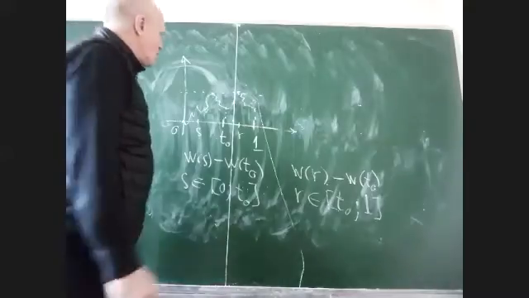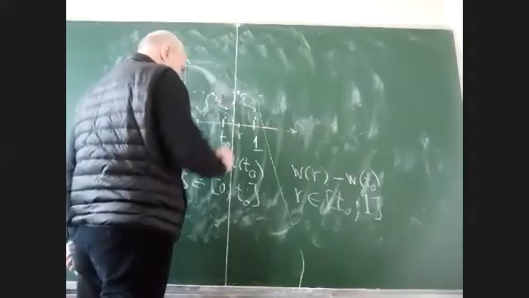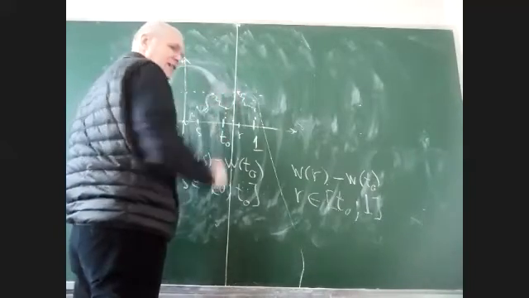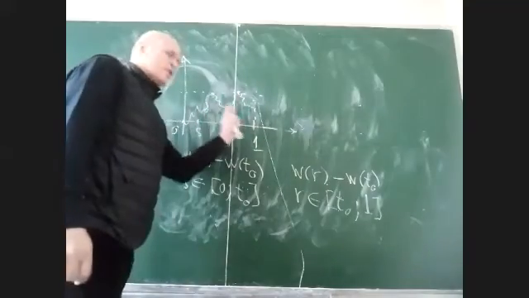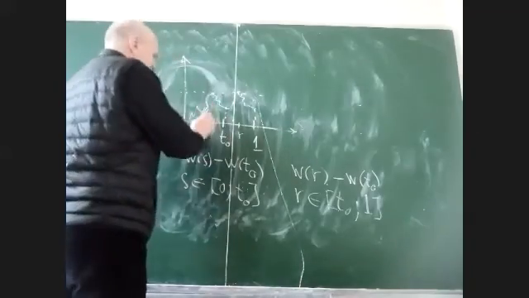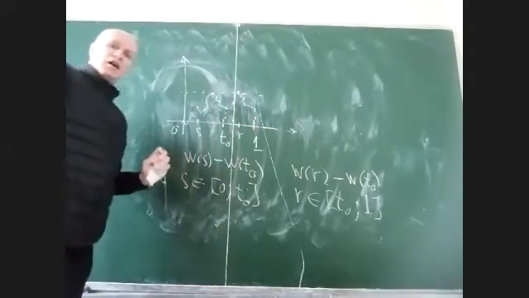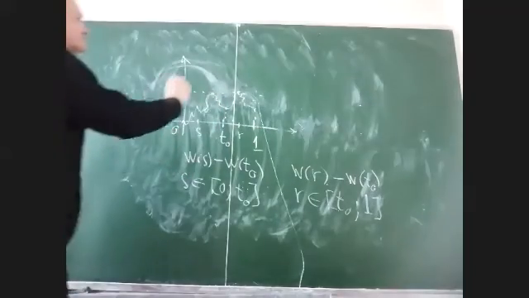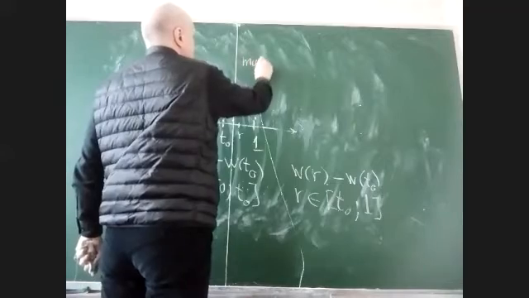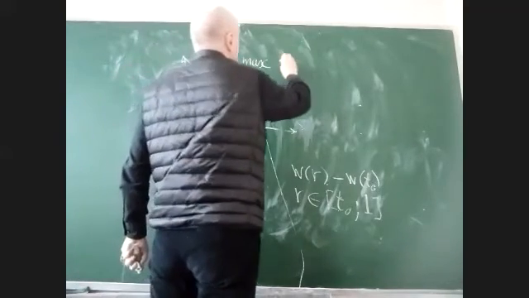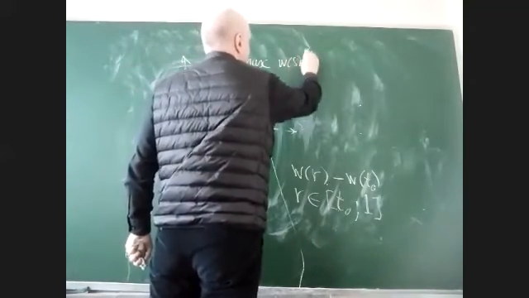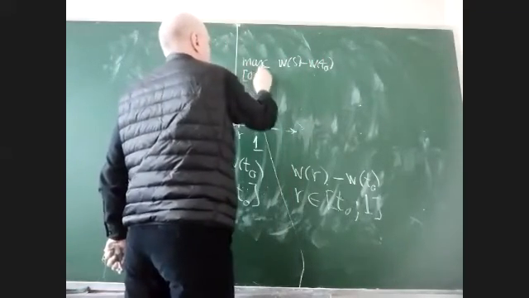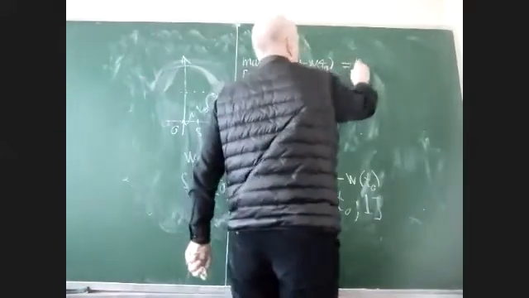Then we can see that the assumption that we have here two points of the global maximum, one is here, one is here, leads to the following relationship: the maximum over 0 to t0 is equal to the maximum over t0 to 1.